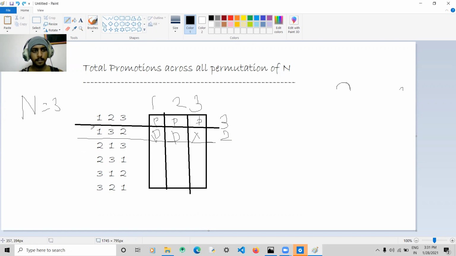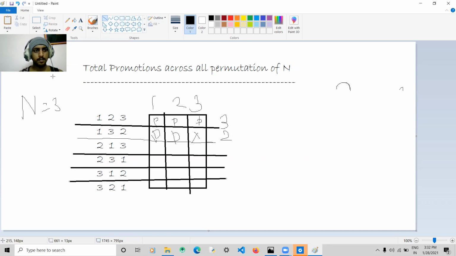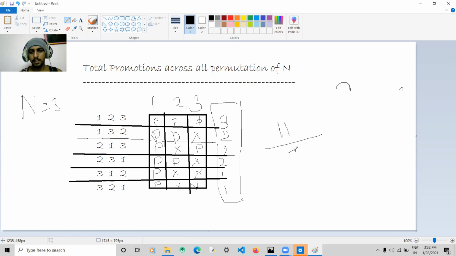Similarly, we will figure out promotions in all of them. So here only this guy gets promoted, and here both of these get promoted. Let's count them: 3, 2, 2, 2, 1 and 1. The total is 11. 11 divided by 3 factorial, 6.